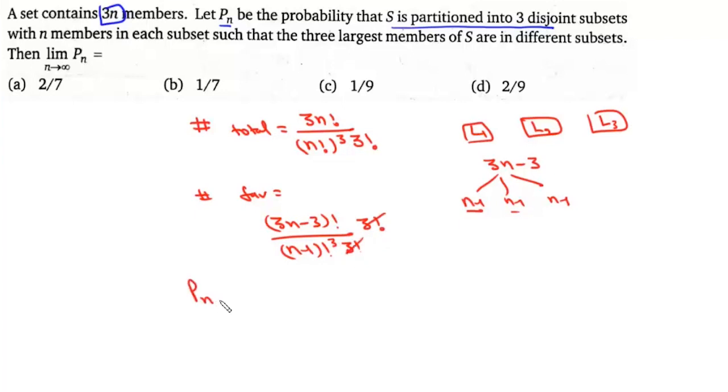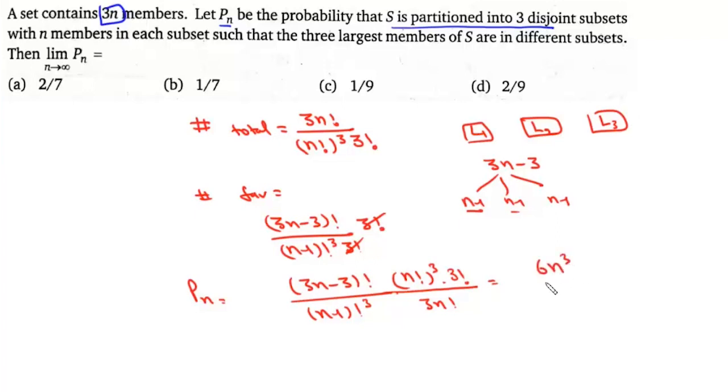So this required probability Pn will be factorial 3n minus 3 upon factorial n minus 1 whole cube, divided by factorial 3n upon factorial n cube into factorial 3. Now it will be this 6n cube, and here will be 3n, 3n minus 1 and 3n minus 2. Now this 3n will cancel, so we get 2n square. Now we take this limit n tends to infinity.